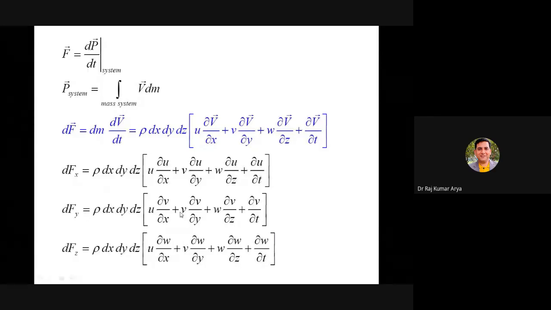Same way you can write for the y component. Here the v vector is replaced by small v, the velocity component in the y direction. So here also, this one also, the third term also and the fourth term also. Same way you can write for the z direction.